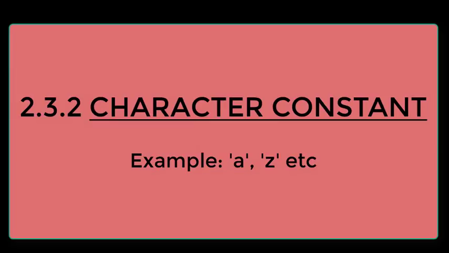Character constant. A character constant is one character enclosed in single quotes. A point to be noted is a character constant in C++ must only contain one character and must be enclosed in single quotation marks.